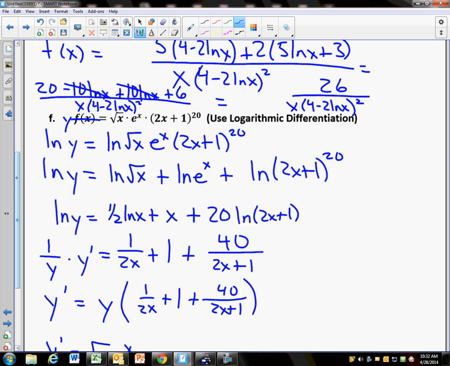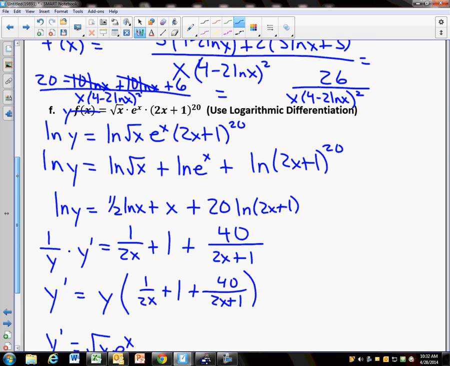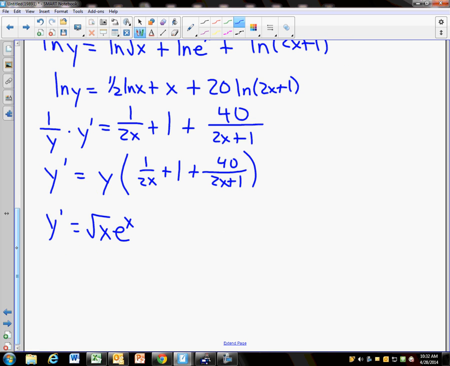From the very beginning, we said that we have this function y is equal to that. So when we ended up with a y in the end, we have root of x, e to the x, times, we said quantity 2x plus 1 to the 20th. And we multiply that by 1 over 2x plus 1 plus 40 over 2x plus 1. No, that's done. We're fine.